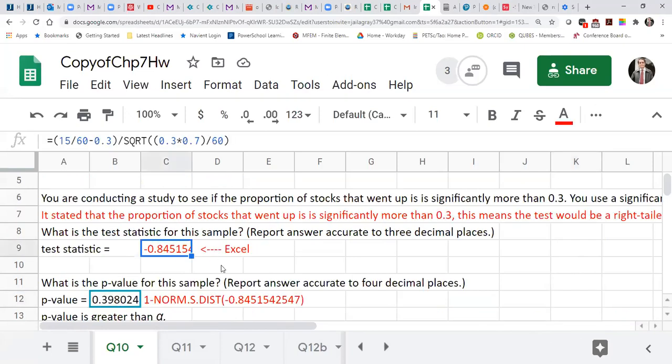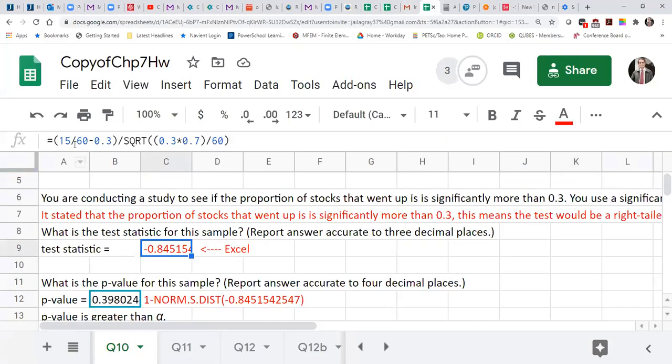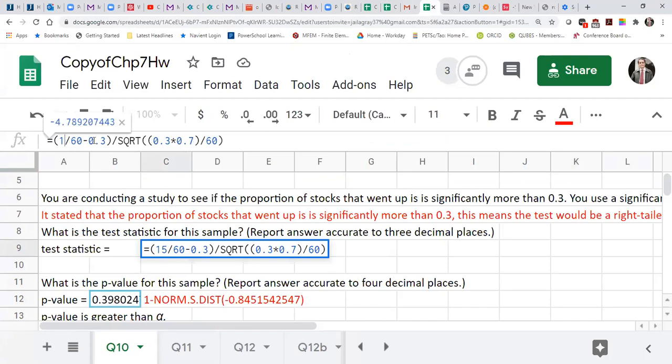Okay, so the test statistic is the same thing. What do you have here? You will have 32 divided by 74, right? So you have 32 divided by 74.